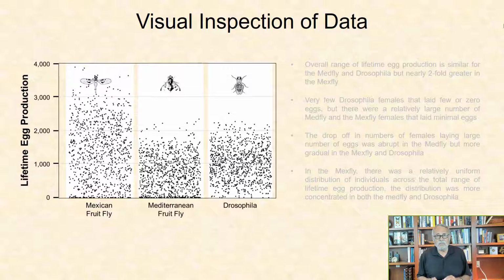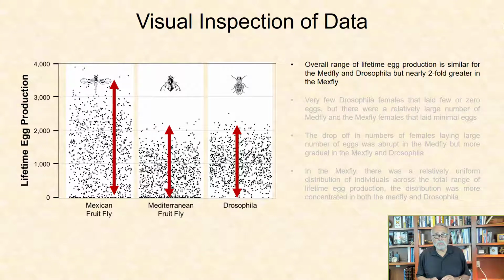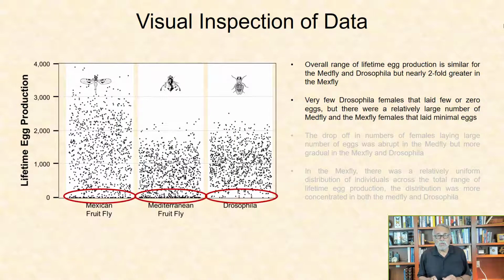As an example, consider the scatter plots of the lifetime reproductive data for 3 species of fruit flies. This is a broad pattern that shows the overall range of lifetime egg production is similar for the medfly and Drosophila, but nearly twofold greater in the Mexican fruit fly, or Mex fly. With respect to infertility, there were very few Drosophila females that laid few or 0 eggs, but there were a relatively large number of medflies and Mexican fruit flies that laid either no eggs or a minimum number.